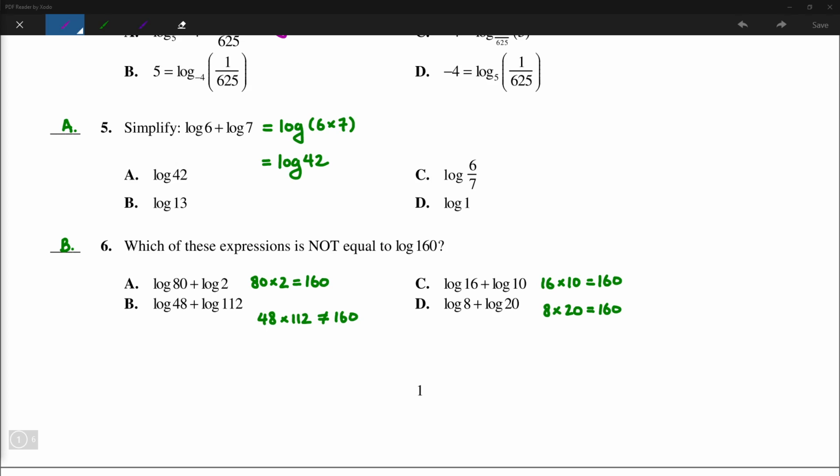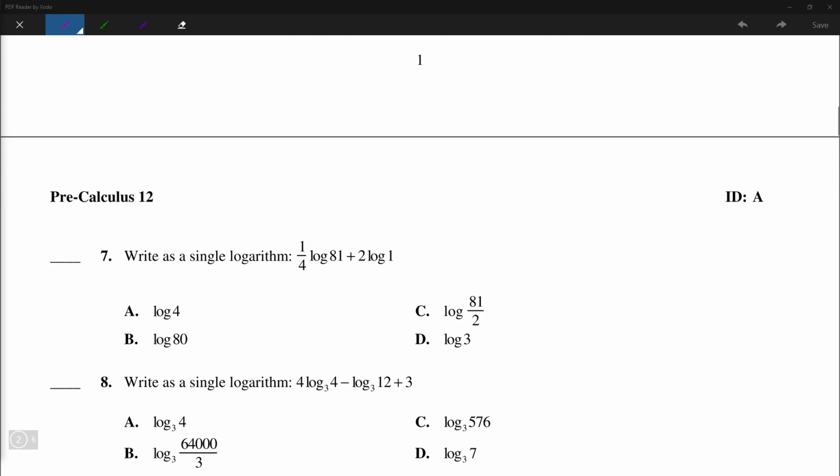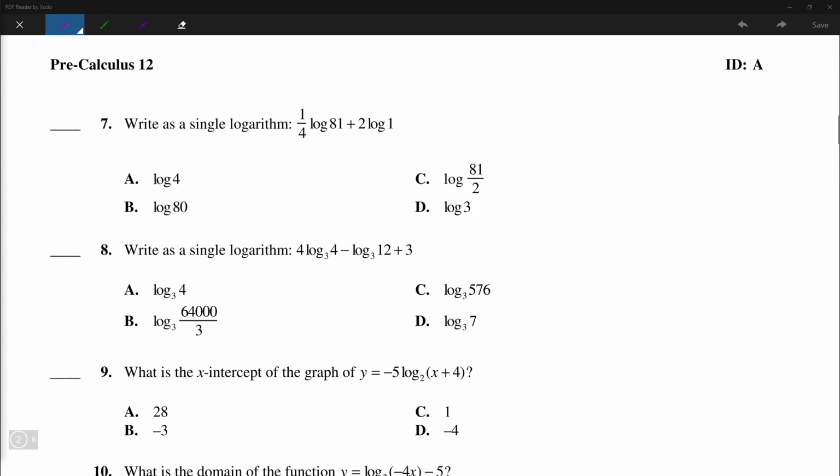So let's move on to number 7. Okay, it says to write as a single logarithm. So here we can use the power rule to move the 1/4, and also the power rule to move the 2.